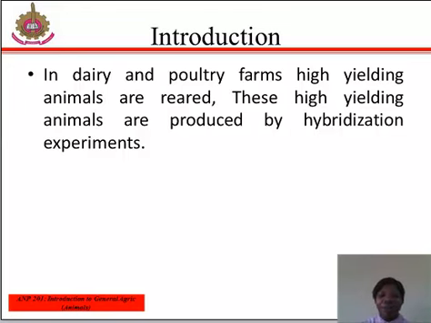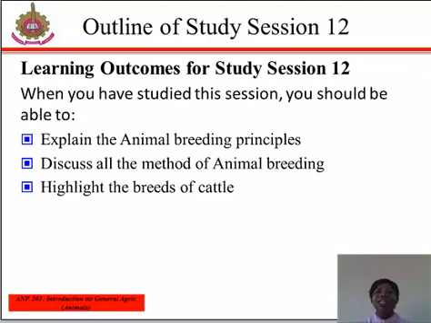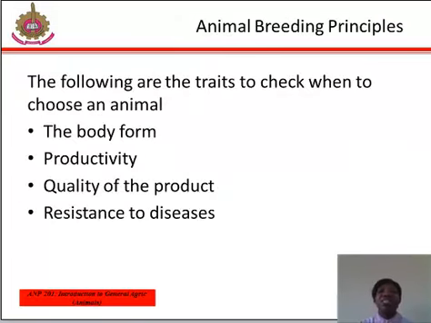human requirements. So at the end of this study section, you should be able to explain the animal breeding principles. Two, you should be able to discuss the methods of animal breeding, and lastly, you should be able to highlight the breeds of cattle. Let's discuss these learning outcomes one after the other.